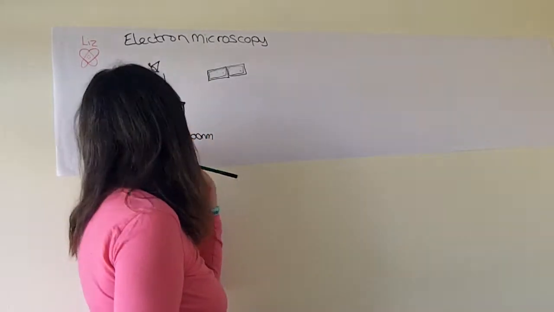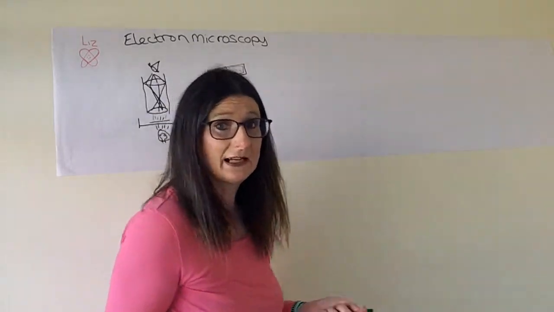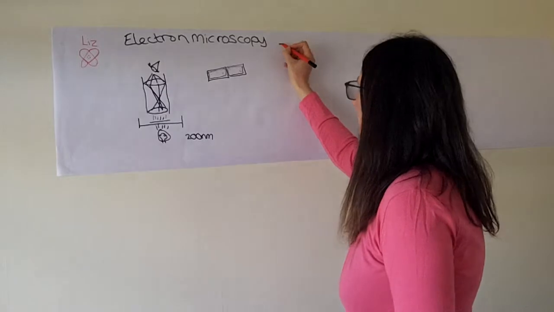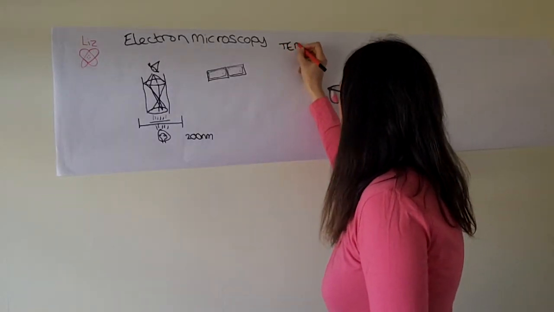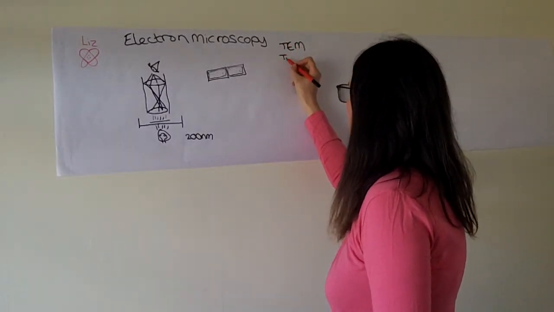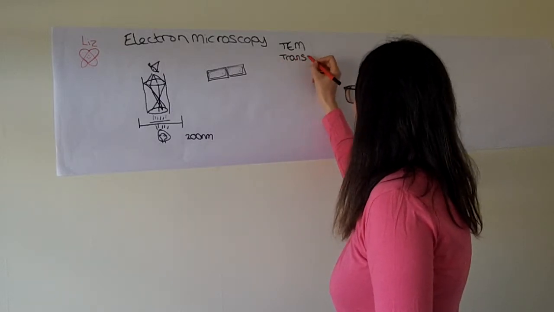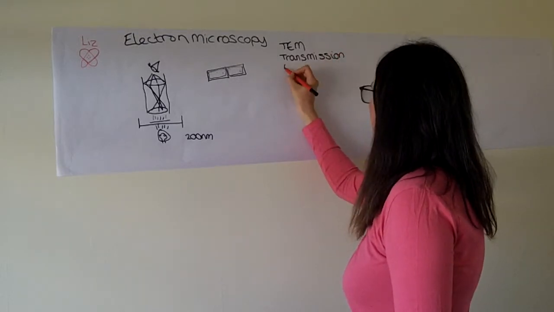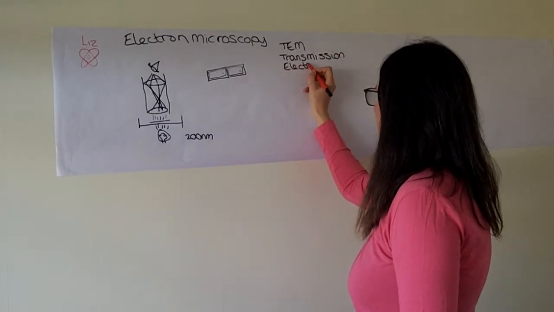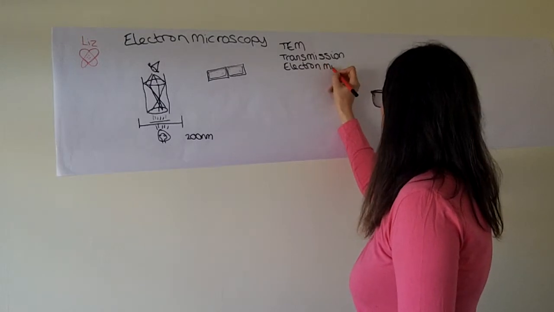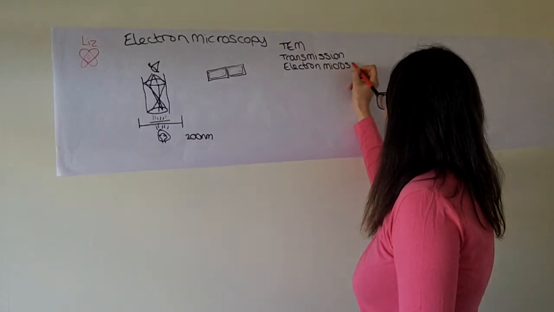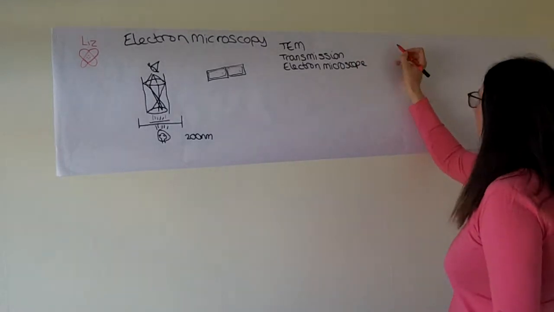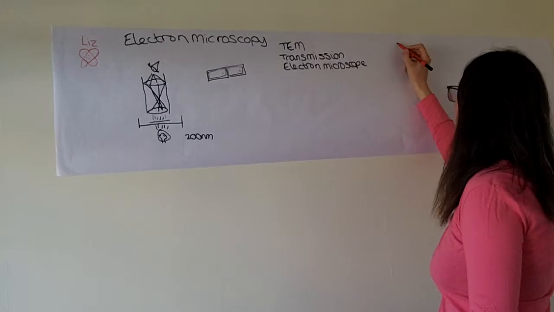And electron microscopes, there's two main types. There's transmission electron microscopes, which is TEM. Let's say that's transmission. And there's a scanning electron microscope, which is abbreviated to SEM.